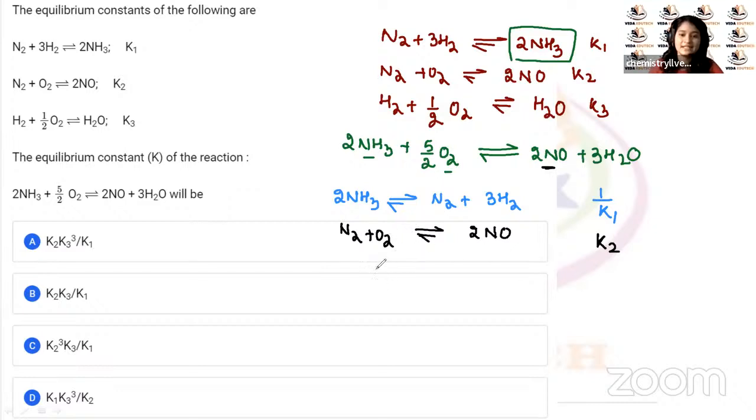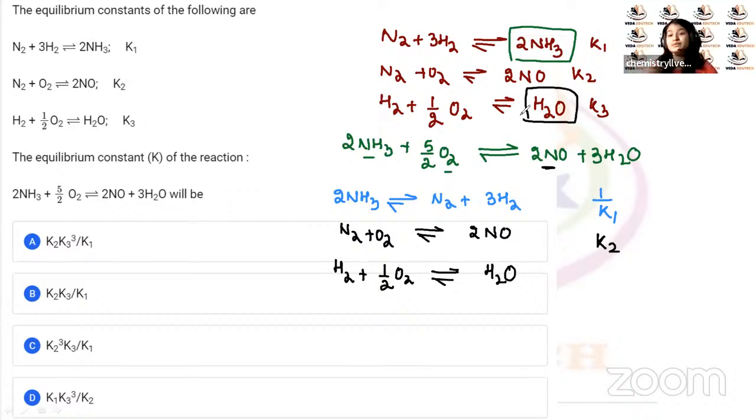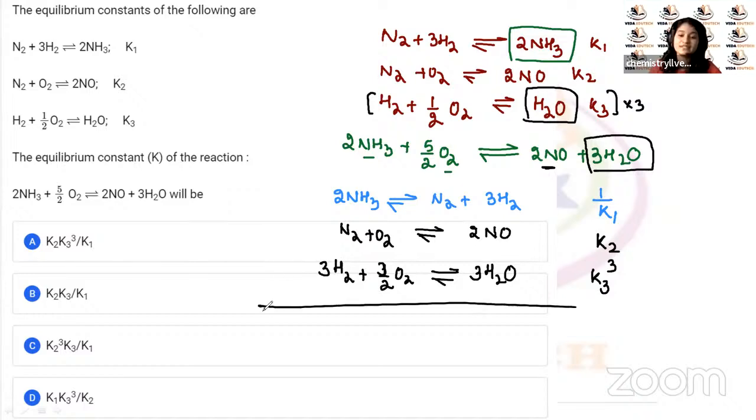And for the last reaction I see this is H2 plus half O2 gives rise to H2O. I see that in the question it is 2H2O, but in the new equation it is 3H2O. So what I did, I multiplied this entire equation with 3. So this is going to be 3H2 plus 3 by 2 O2 gives rise to 3H2O. This is going to be K3 to the power 3. Yes or no children?